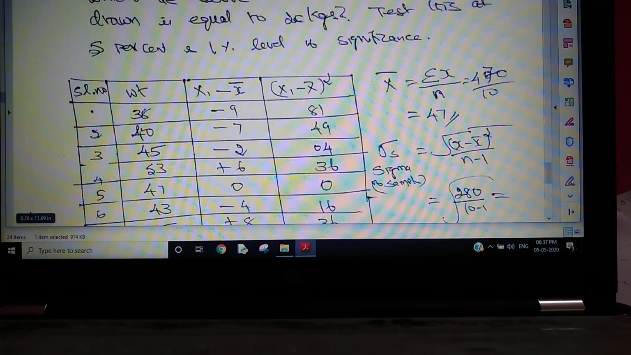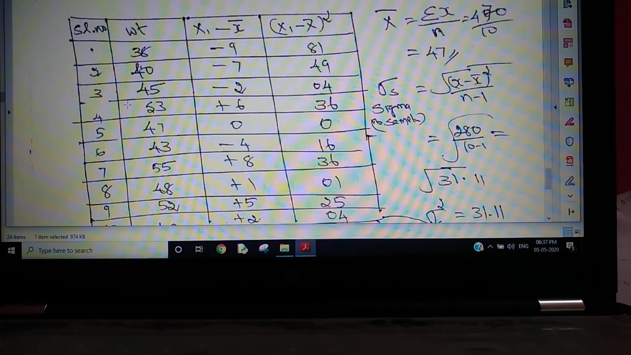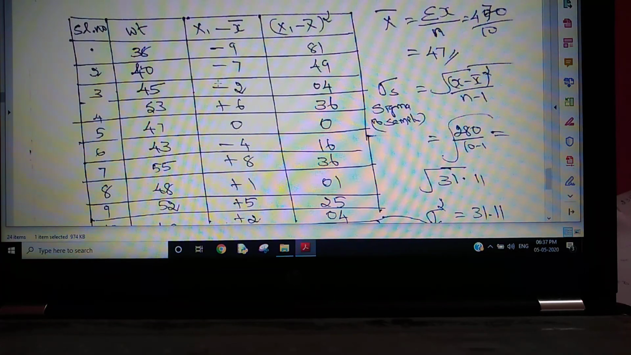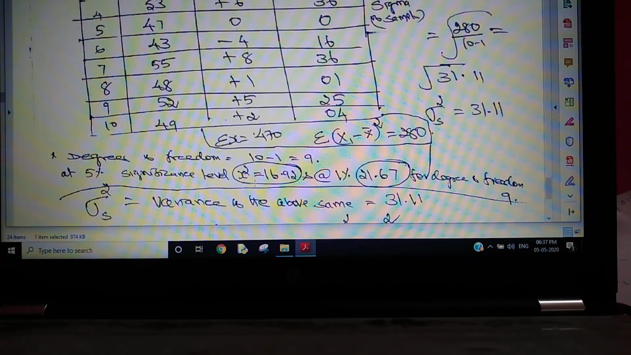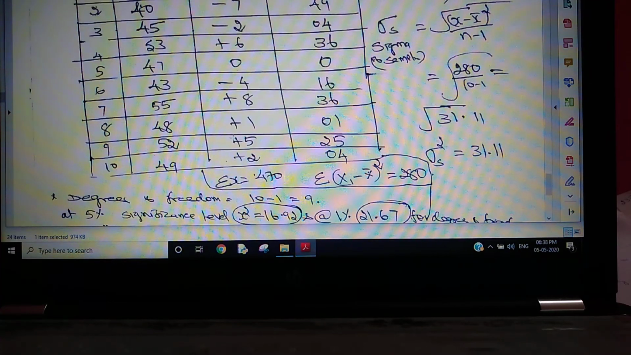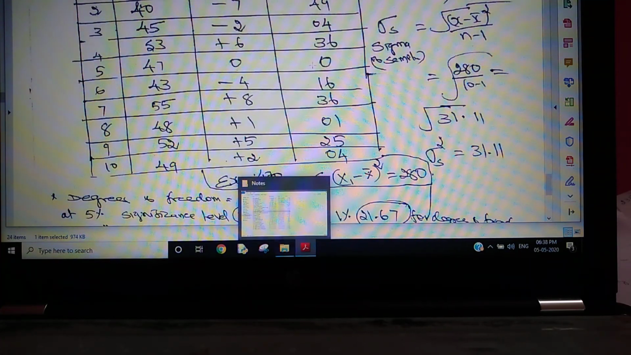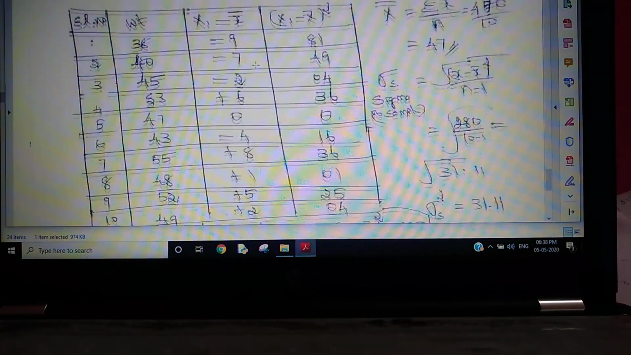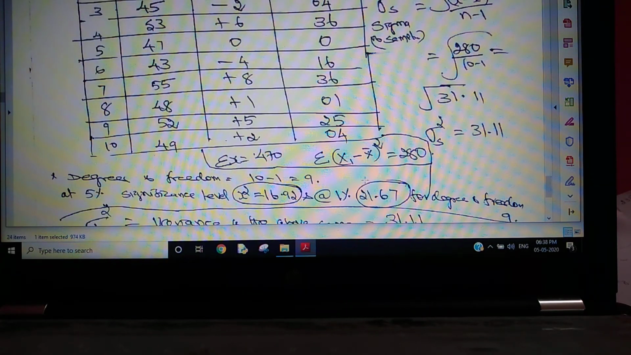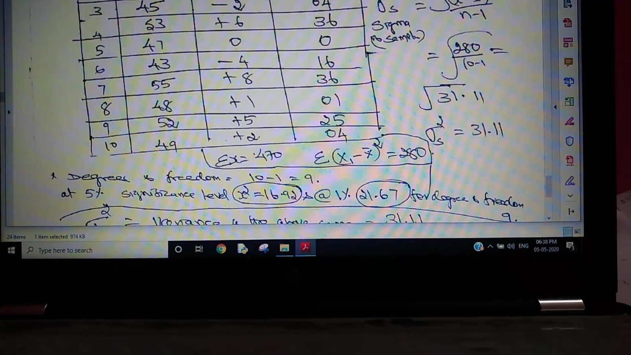Here the weight is listed in column 2, and x1 minus x bar. The x bar is 47. So 47 minus 38, and so on, like that it goes on. Sigma x is 470. Then x1 minus x bar squared, 81, and the sum of x1 minus x bar whole squared is 280.